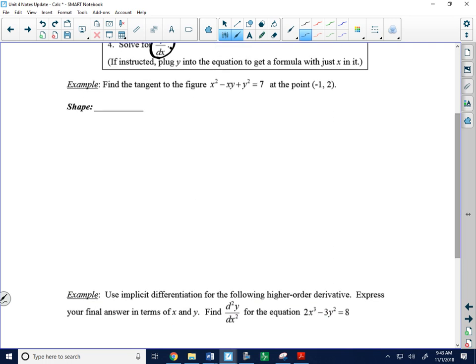Let me show you an example here, because this one's going to have multiple dy dx's in it. Find the tangent line tangent to this figure at the point -1, 2. Kind of the same question, but we'll go ahead and get it to the full line. Anybody know what this shape is? Is it a circle? It's not a circle. How do you know?